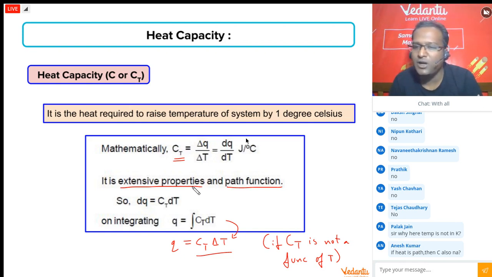Why is temperature not given in Kelvin? Can anybody answer Palak's doubt in less than 2 lines?